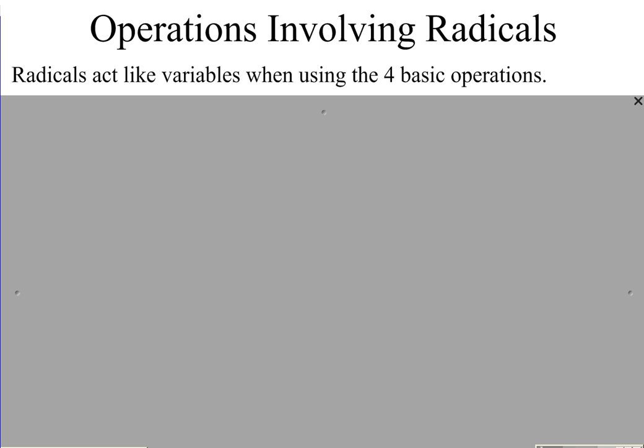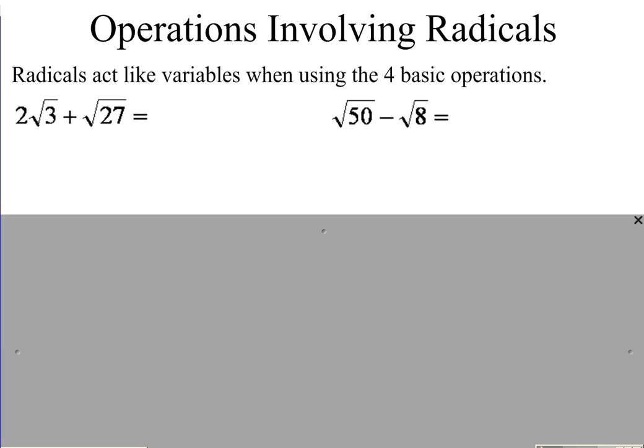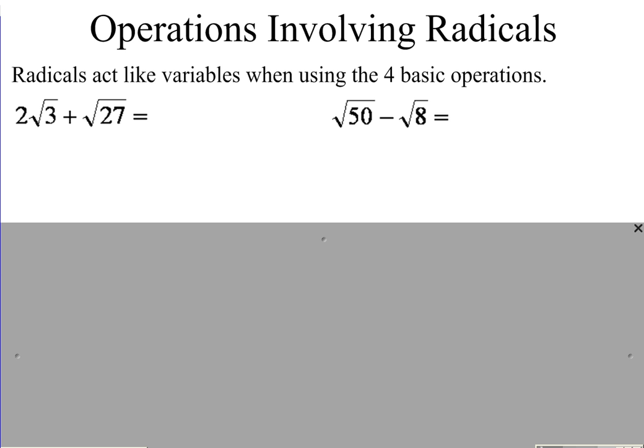Operations involving radicals. Radicals act a lot like variables when we use the 4 basic operations. You cannot add or subtract like terms unless they have like variables. Same thing with radicals. You cannot add or subtract radicals unless the radicals match exactly. So when I'm looking at this first problem here, 2 root 3 plus root 27, because root 3 and root 27 do not look exactly alike, those are not like terms, I cannot add them together in this form anyway.